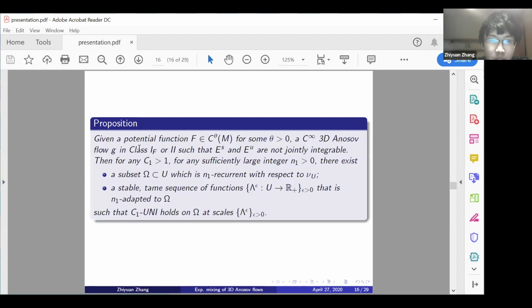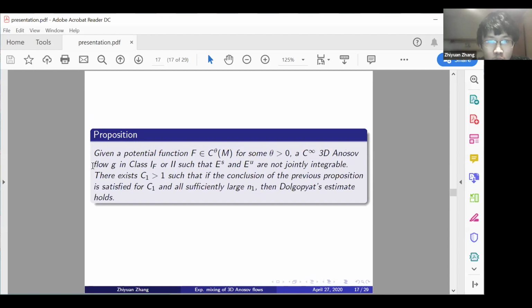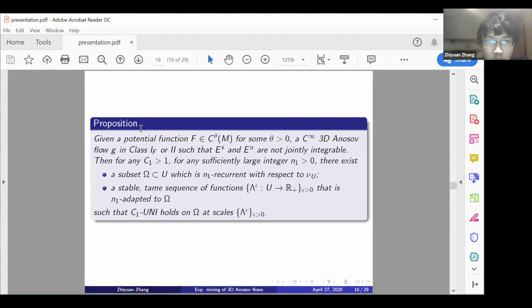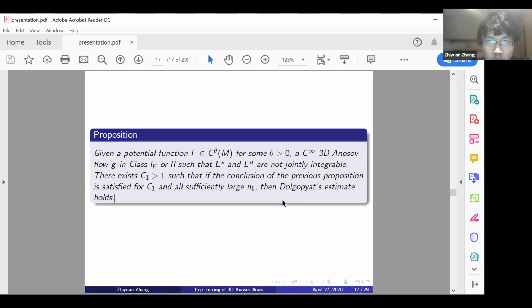So basically, if you start from an Anosov flow in class 1 or 2, and assume that they are not jointly integrable, you can construct these scale functions with all of these properties. And you can also assume that this non-uniform integrability holds at these scales. And the proposition is that if you can find such a thing, you can show Dolgopyat's estimate.